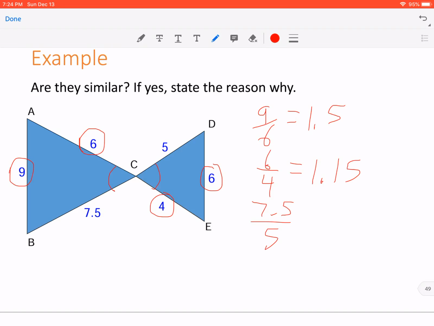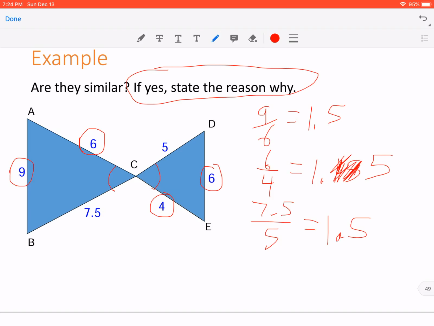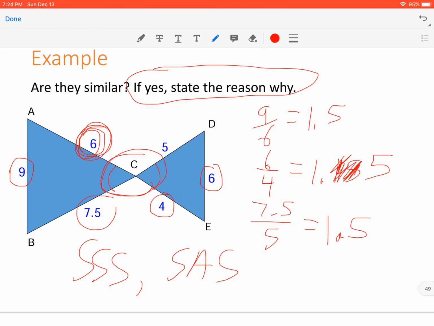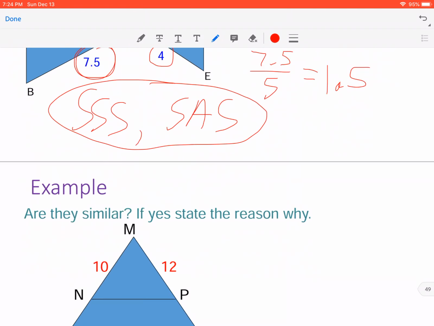Do 7.5 divided by 5. That's also 1.5. I did not mean to put a 1 right there. That should just be 1.5. Okay? Okay, so yes, they are similar, but actually there's two reasons here. If you picked one of these on a test, if you said side, side, side, I would count it correct. But you could also say side, angle, side. Why? Because you had this side, then this angle was congruent, and then you had this side here. So either one of these would actually be correct. It would not be angle, angle, because they did not give you two angles.